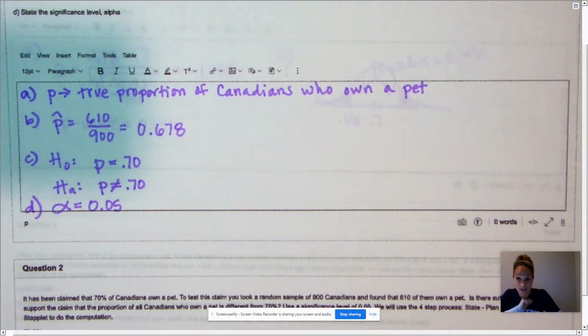I'm going to go ahead and jump right into the question here. This is the one about the Canadians who own a pet. I'm going to assume you've already read the question, so I'm just going to go over the solution.